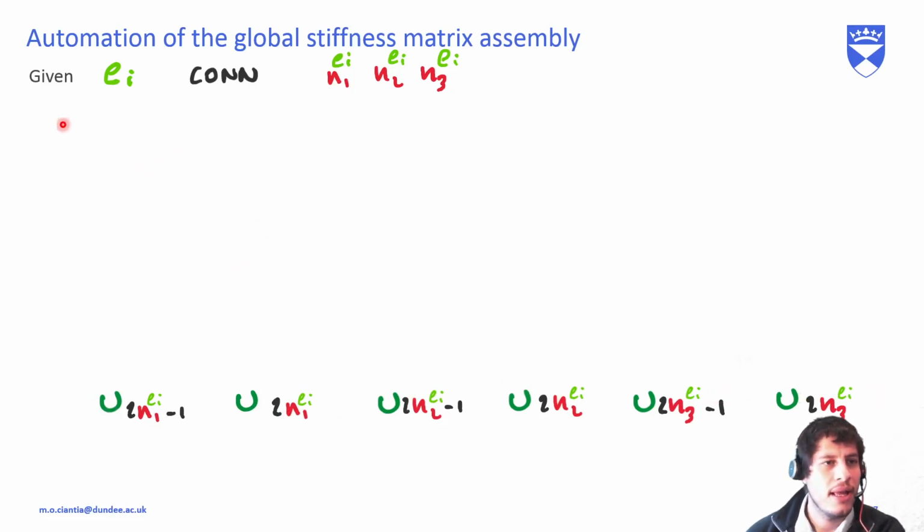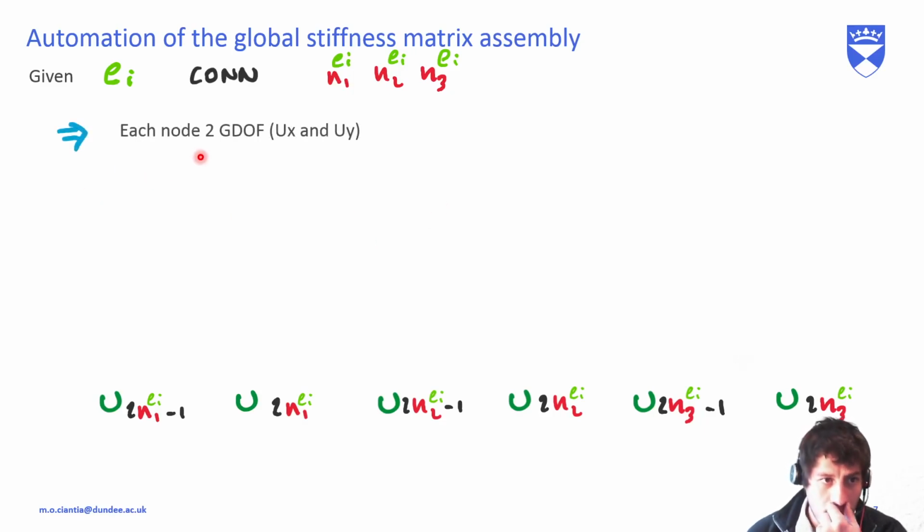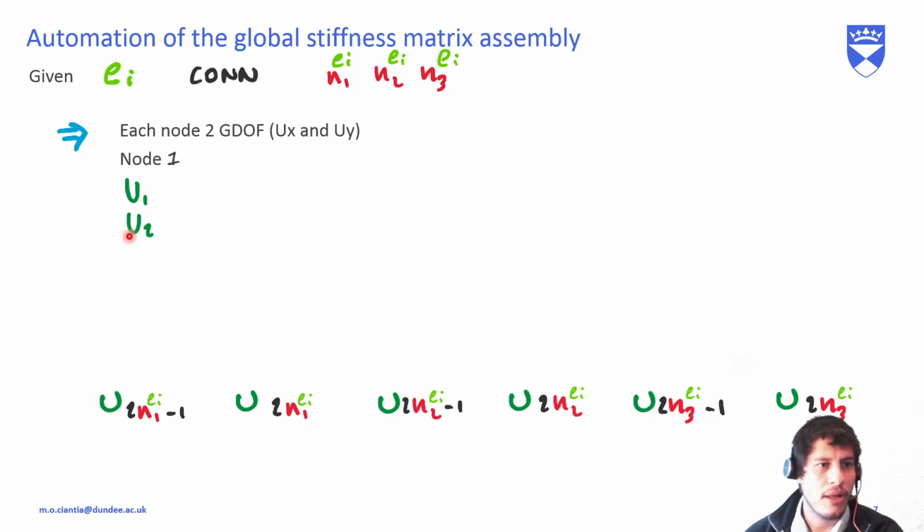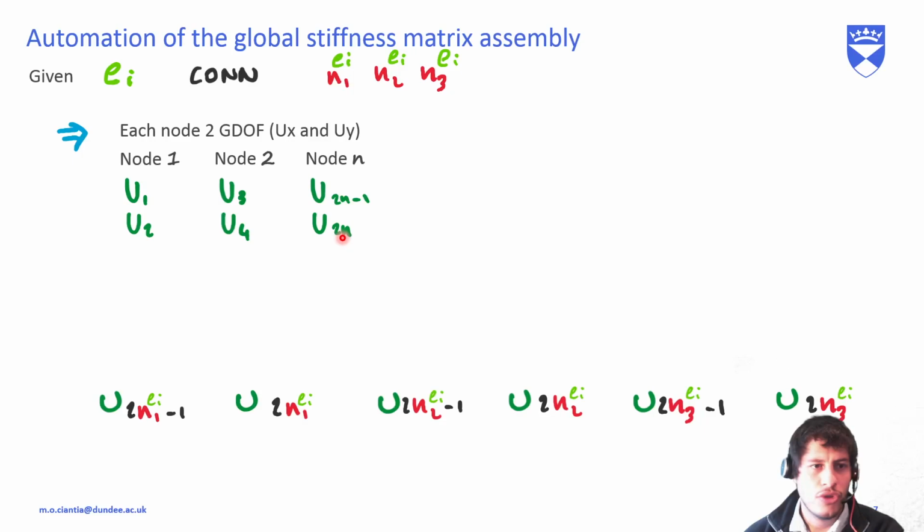Sorry for that. So given the element Ei and the connectivity N1, N2, and N3 of element Ei, we say that each node has 2 global degrees of freedom because there's one in x and one in y. So node 1 will have U1 and U2. Node 2 will have U3, U4. Node n will have U2n minus 1 and U2n. So node 3 will have U of 2 times 3 is 6 minus 1, 5, and 2 times 3, 6.